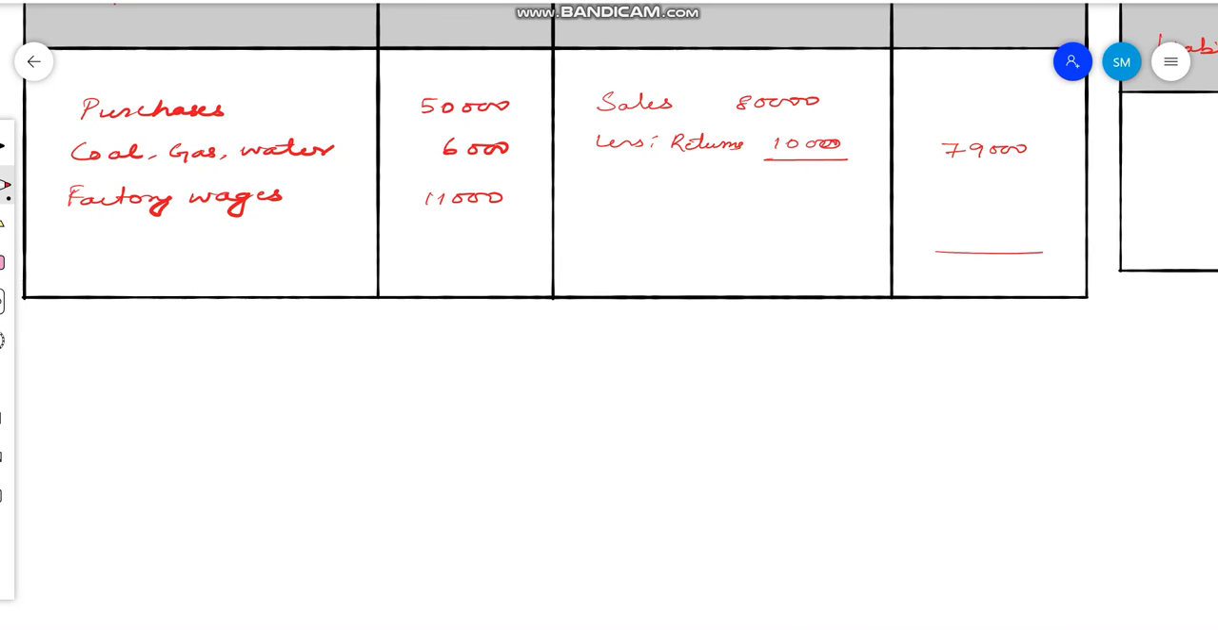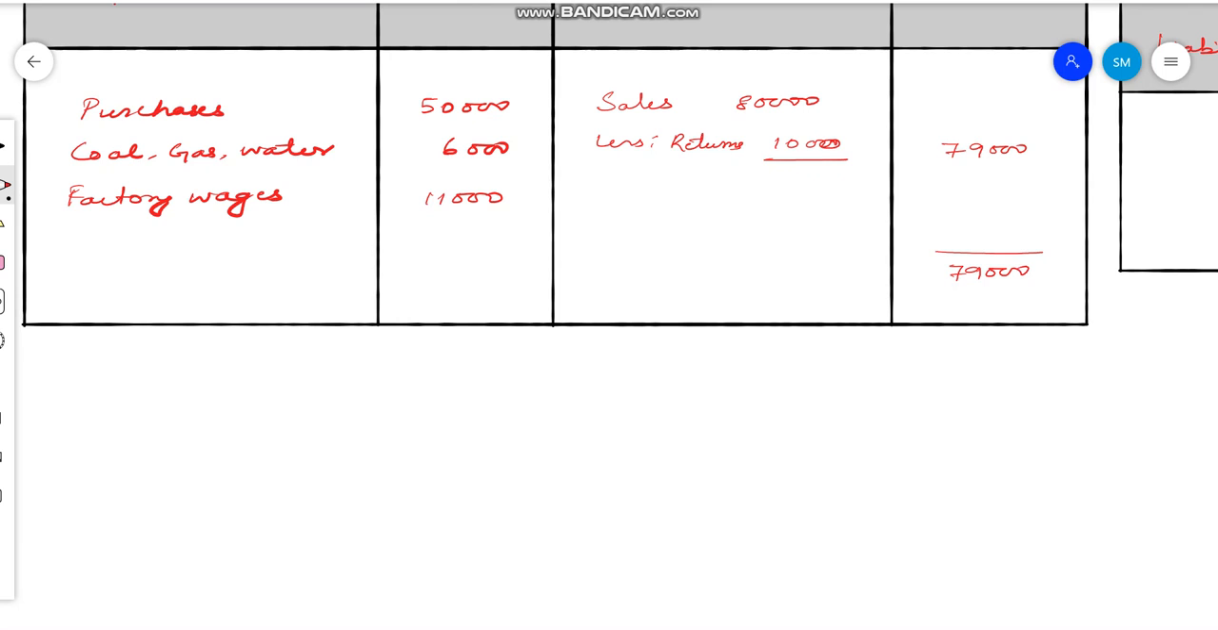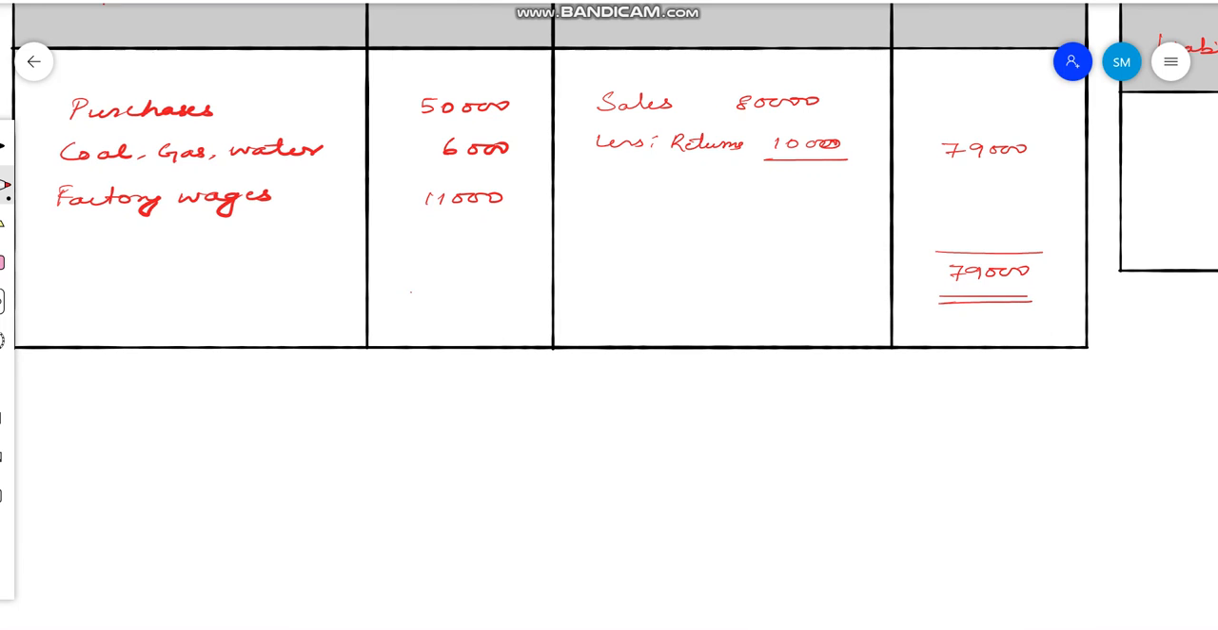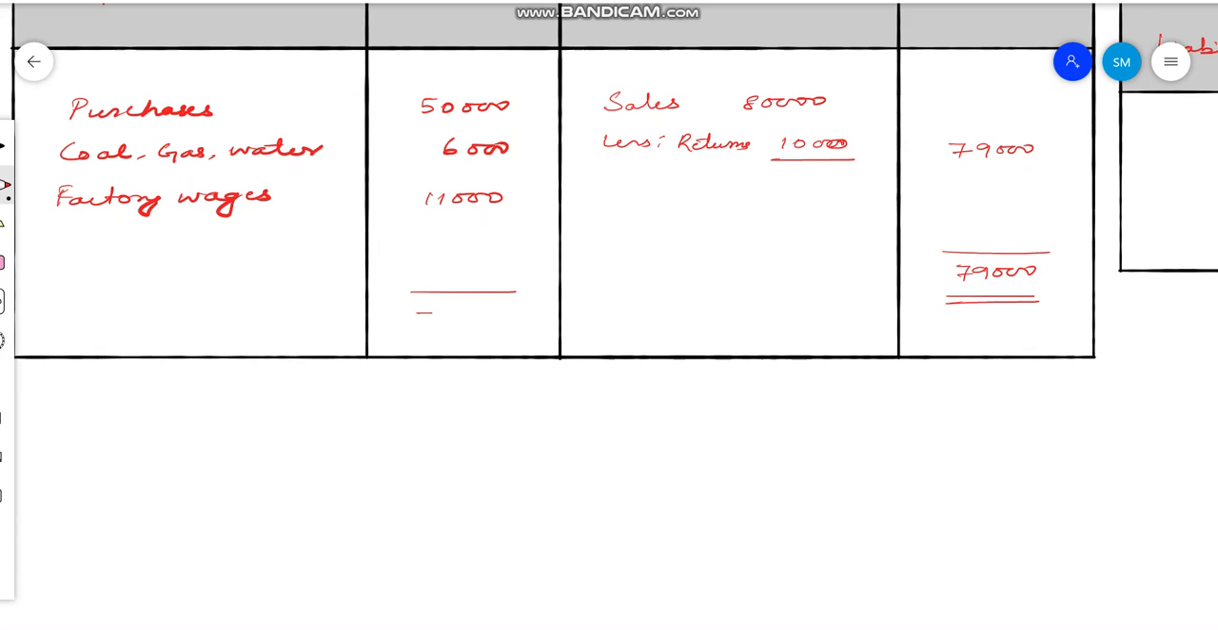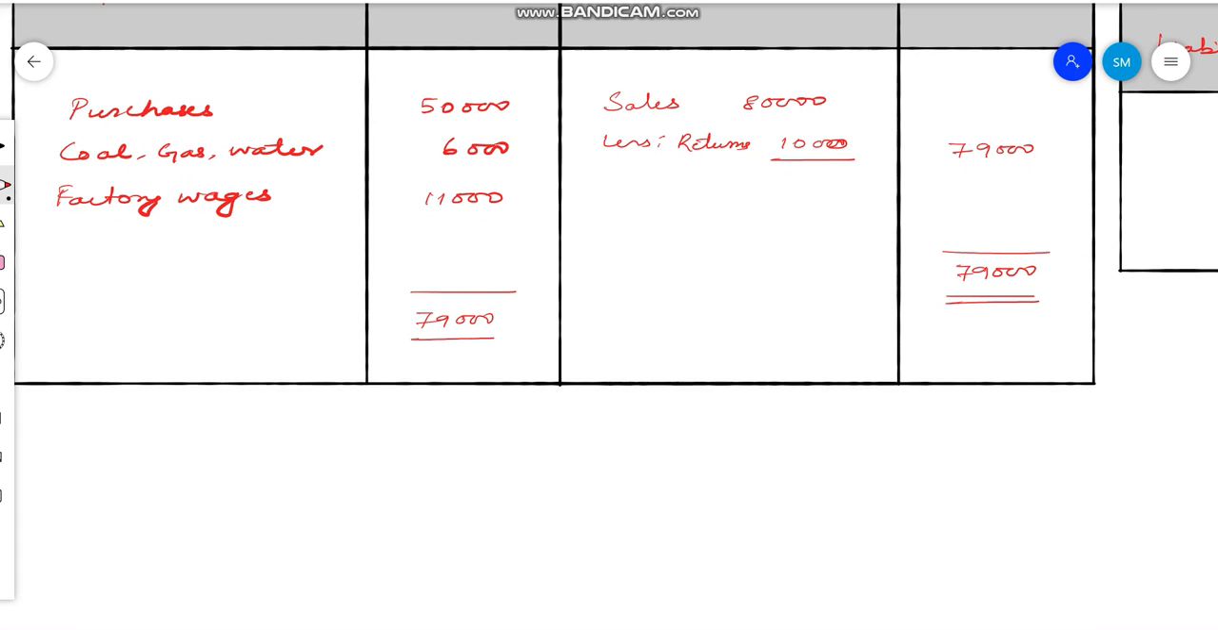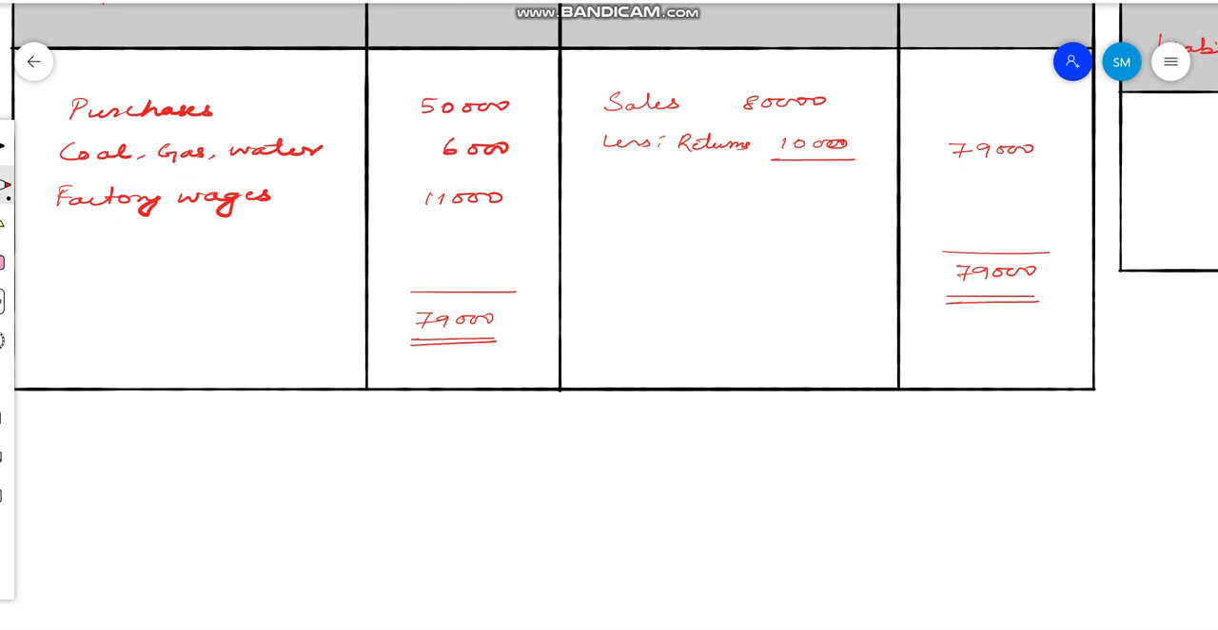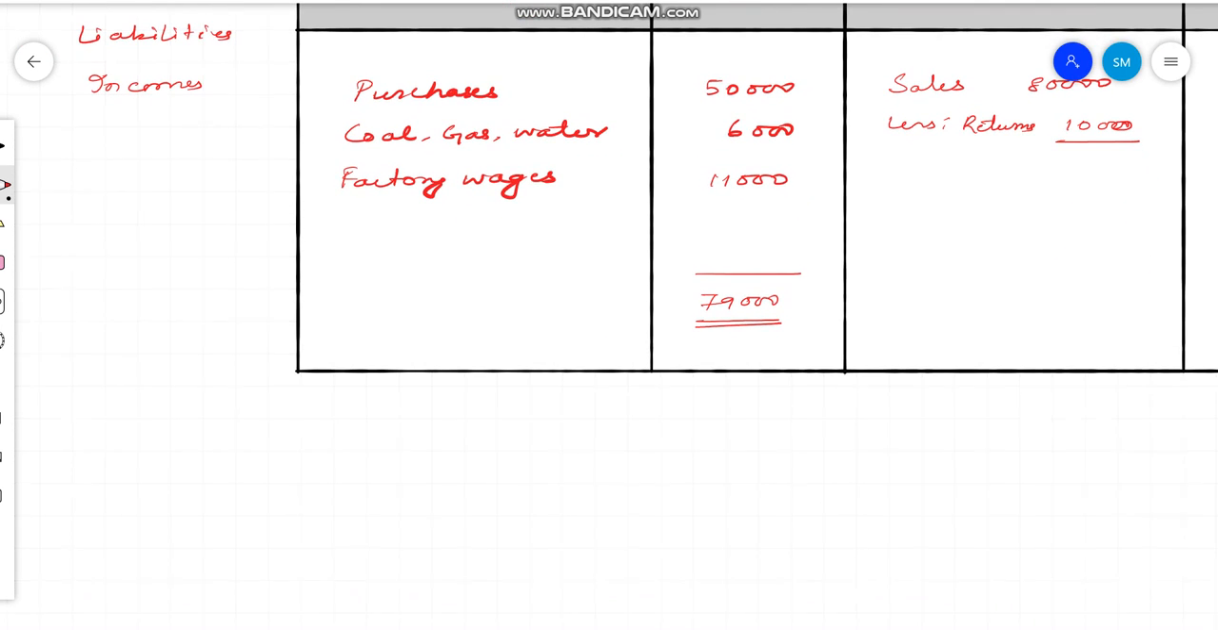So here I will write 79,000 on both sides. Now from my manufacturing income, I will deduct my manufacturing expenses and I will get my gross profit. So 79,000 minus this 67,000 will be your 12,000.